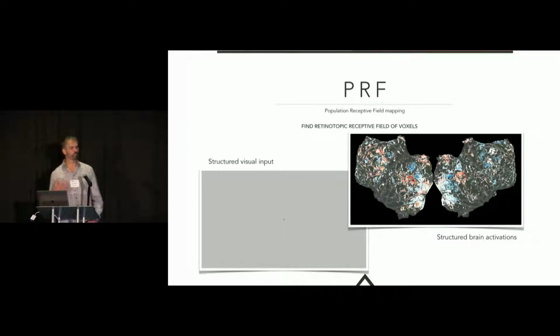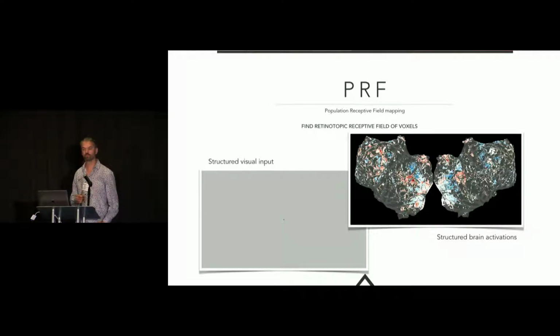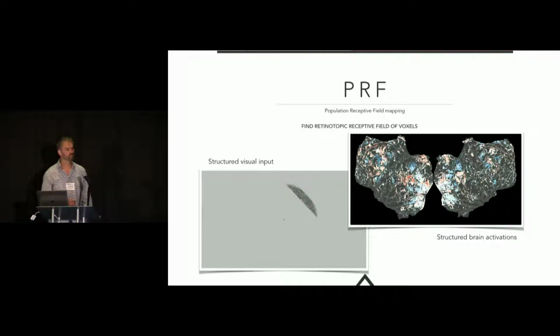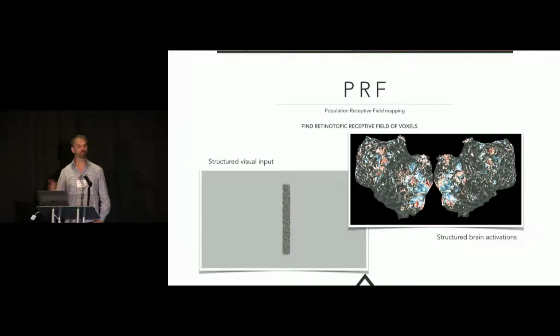Just to show you the broad outline of what that sort of experiment entails, here I'm showing on the left a visual stimulus, or I will be showing a visual stimulus on the left, and on the right you see a flattened representation of cortex. So if we play it, we will show structured visual input, which in our case is a bar traversing the visual field, and you see traveling waves of activation going through primarily visual cortex and frontal and parietal lobe.